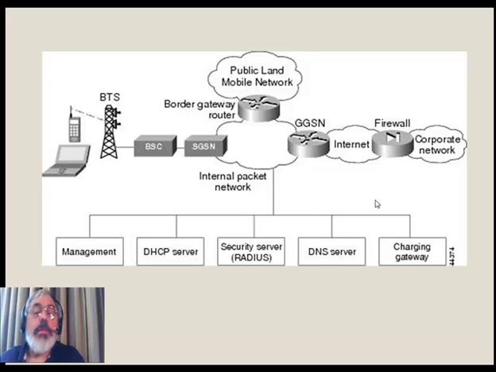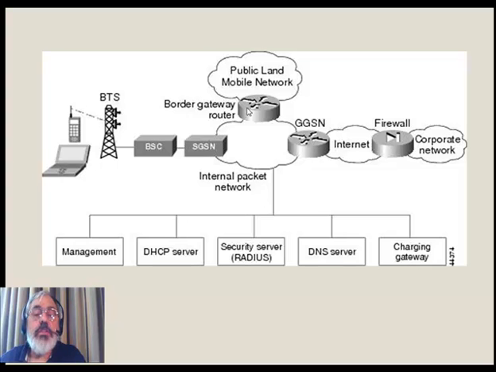The other thing we need to be looking at when we're getting an assessment of that environment is understanding how this environment hooks up to the outside world. Generally, there are three interfaces out of the core GPRS network into the rest of the world. On the one hand is the internal connection, the internal packet network, where we hook up to our radius servers, our security servers, and the other environments in our IP environment.